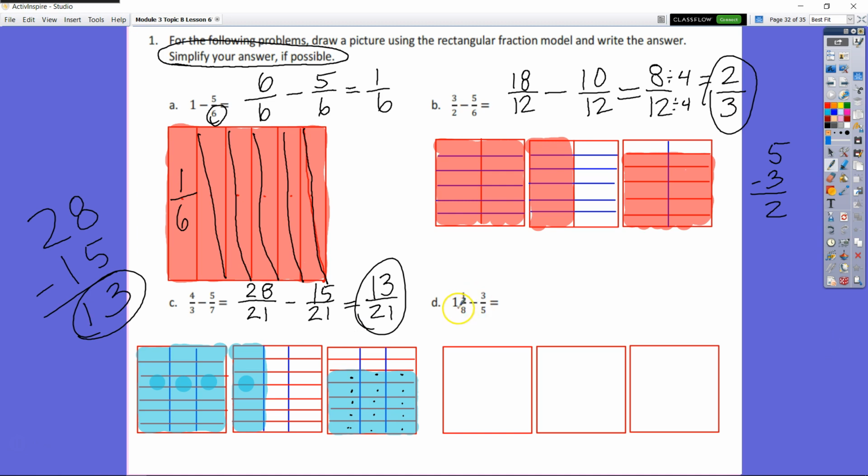13/21. All right, now we have a whole number, which is 1, and then we have our fraction, which is 1/8.